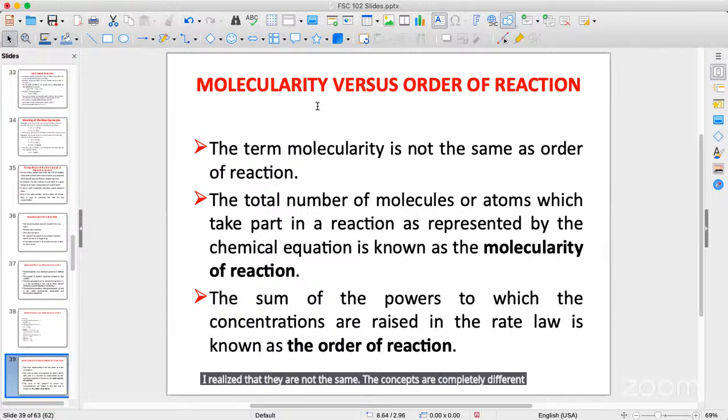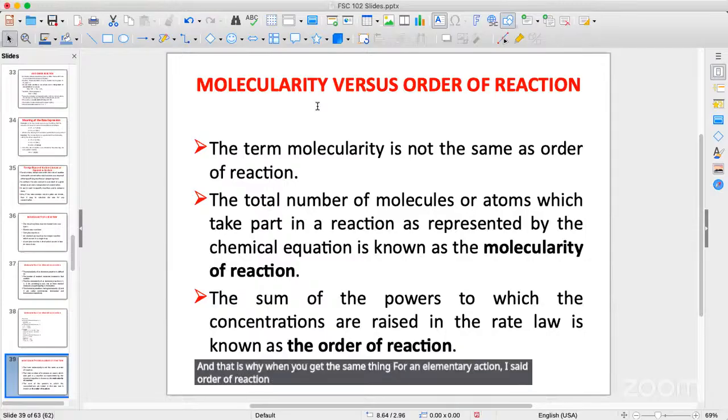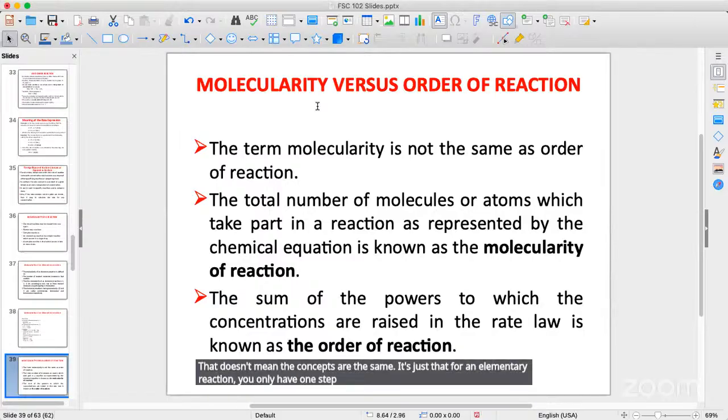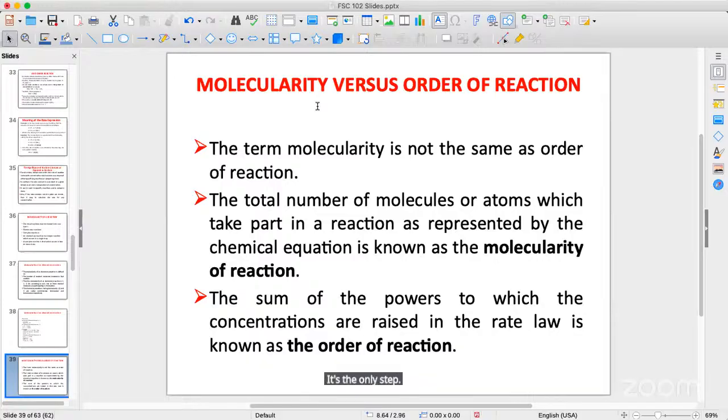And that is why, when you get the same thing for an elementary reaction, I said order of reaction is going to be the same thing as molecularity. That doesn't mean the concepts are the same. It's just that for an elementary reaction, you only have 1 step, and that 1 step is the slowest. You can't say slowest step. It's the only step. And the rate of that step will be the rate of the reaction.